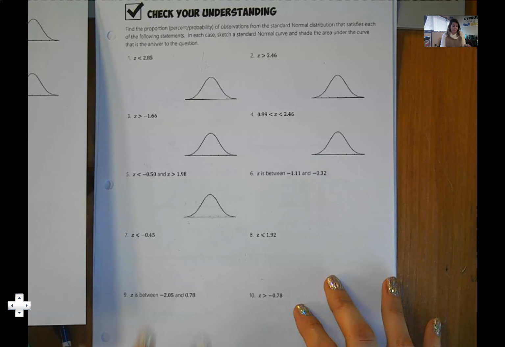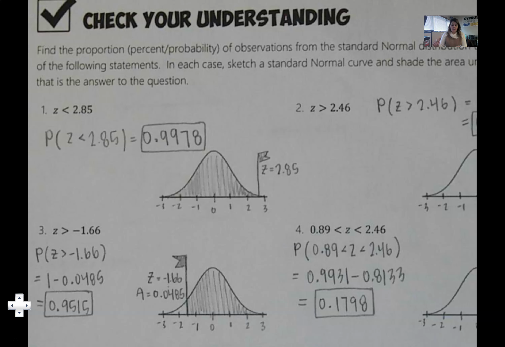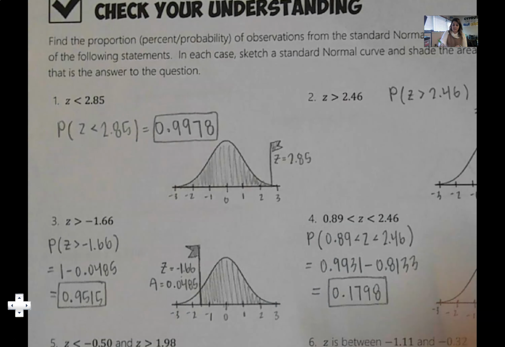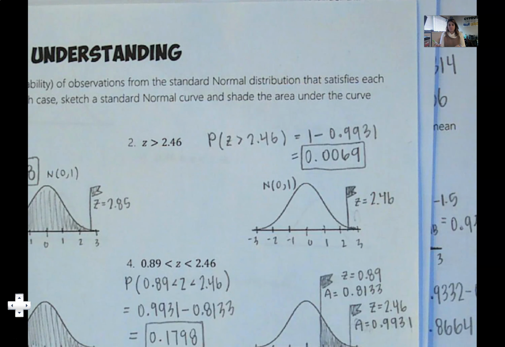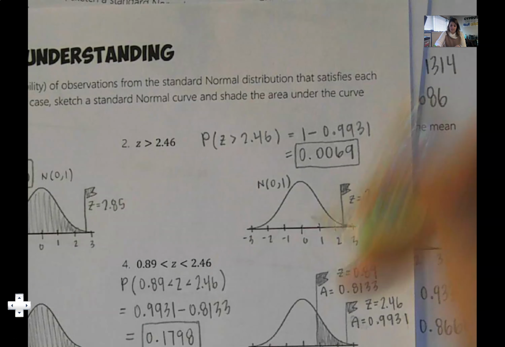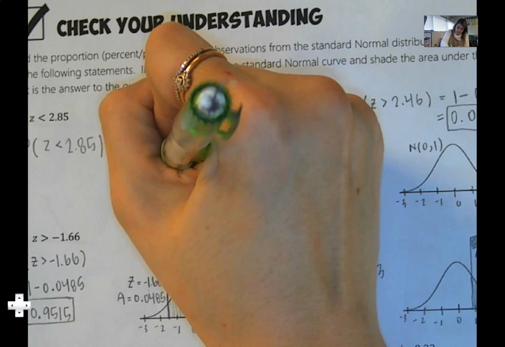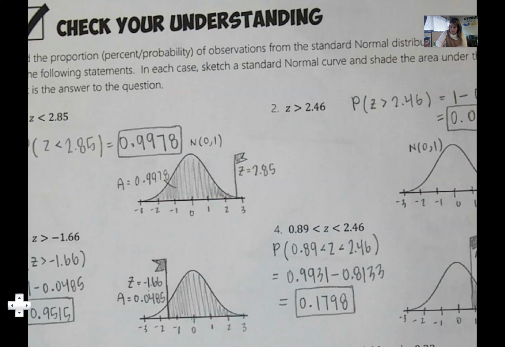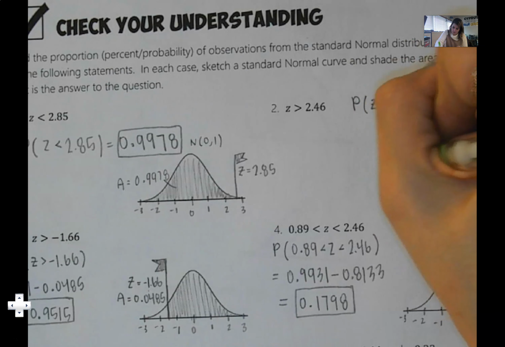Okay, you're back now? Okay. So I'll just go one by one. For number 1, I got 0.9978. I did not list the parameters for my curve. I probably didn't on any of these. Number 2, 0.0069. I don't know why I didn't label the area there or the area here. So come on, teacher. This is 0.9978. This is 0.0069. This is 0.9931.